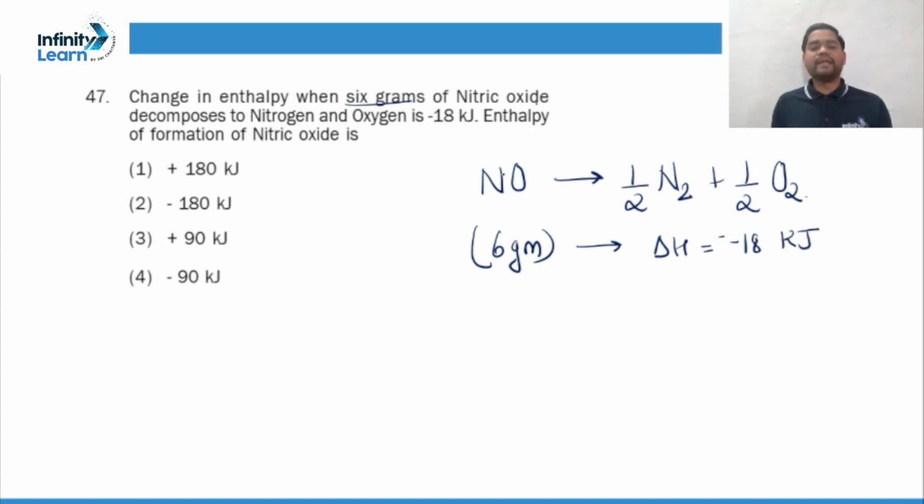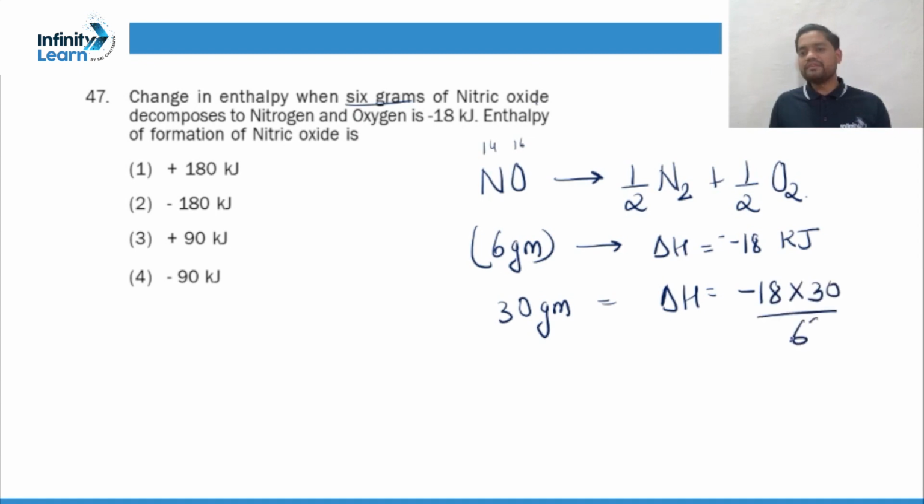Clear? But nitric oxide, nitrogen is 14 whereas oxygen is 16. So this is how much? 30 grams. For 30 grams, can I say delta H will be equal to minus 18 into 30 by 6. So 6 3s are 18, and delta H is equal to minus 90. Okay, this is decomposition, but for formation I have to reverse this, and if I reverse this it will become positive 90 kilojoules. So option number 3 is the right answer.